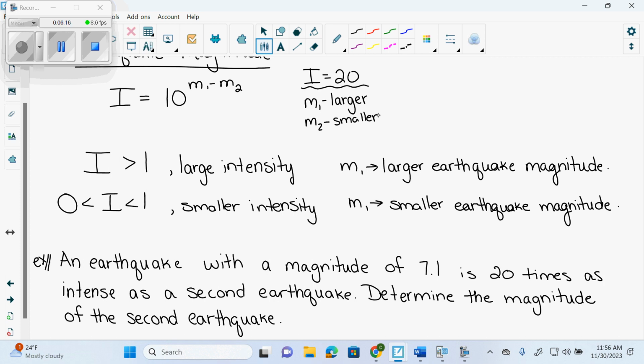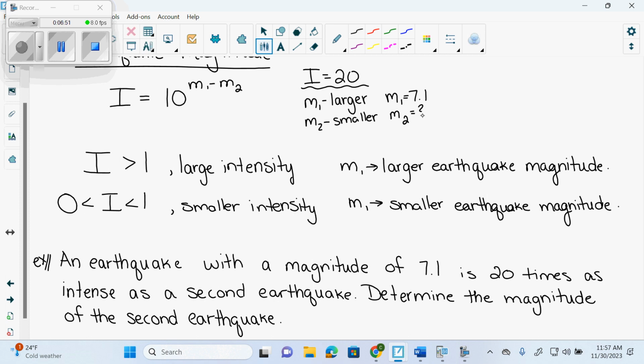So, did they give us the larger or are they asking for the larger? Let's read. An earthquake with a magnitude of 7.1 is 20 times as intense as a second earthquake. So did they give me the bigger one or the smaller one? That's what they give me. The bigger one. So they gave me M1. And M2 is the one I'm looking for, right?